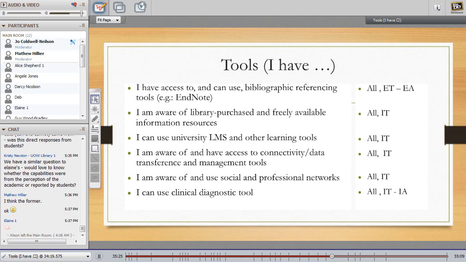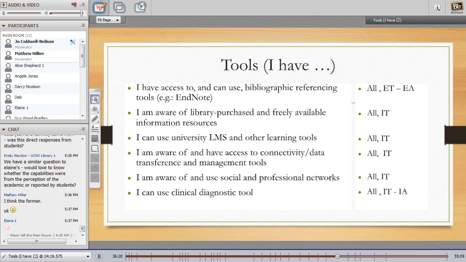And they used Beetham and Sharpe's pyramid to categorize the learning outcomes in terms of I have, I can, I do, I am. So the I have is I have access to the tools. So here are some learning outcomes that were articulated in a number of units relating to digital literacy. The first one: I have access to and can use bibliographic referencing tools such as EndNote. Now the annotation on the right is which year levels that was relevant to, so units from which year level. The E is explicit, the I is implicit, the T is teaching, the A is assessment. So I have access to EndNote was explicitly taught and explicitly assessed.